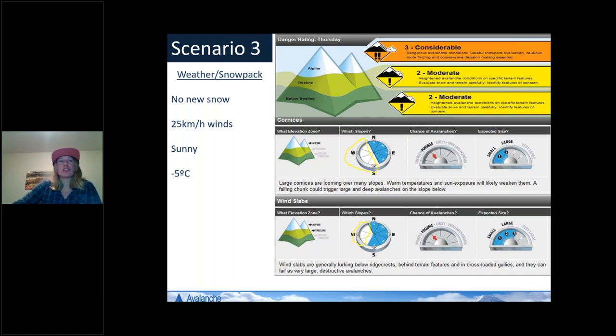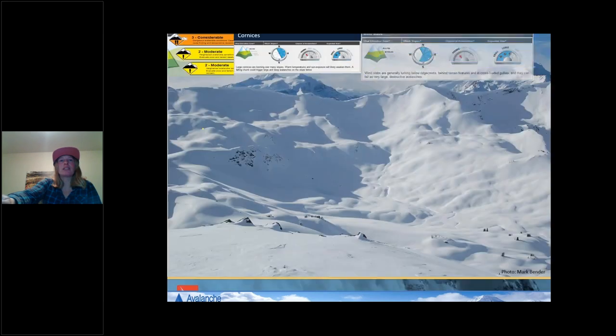For our forecast, there's no new snow. We've got some light to moderate winds. It's sunny, it's -5. Nothing's really jumping out at us there. But we're applying it to some pretty interesting terrain here. So one of the things that jumps out at me right away, and probably should jump out to you if you end up in terrain like this, regardless of what the hazards are, is things like this.